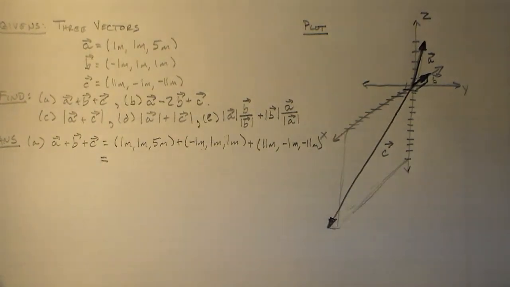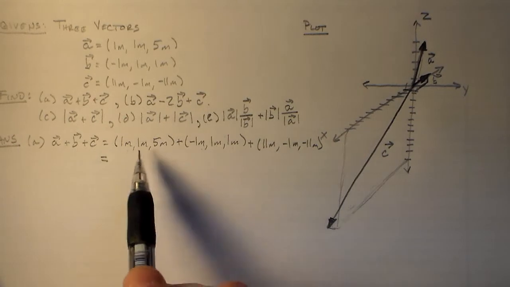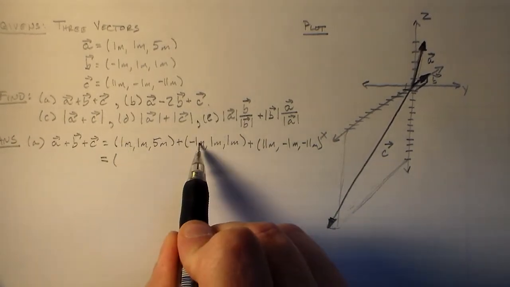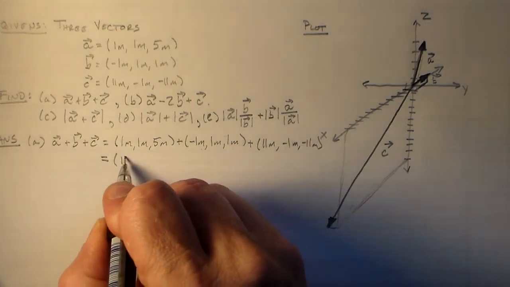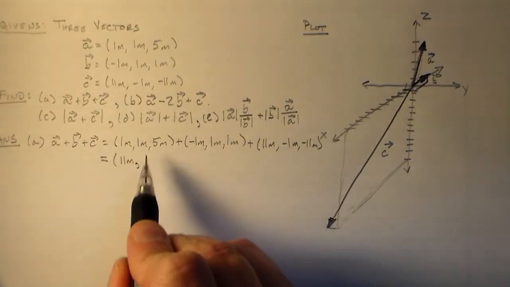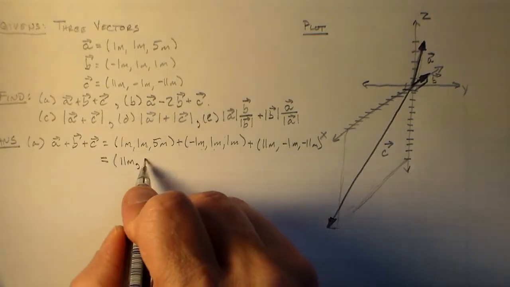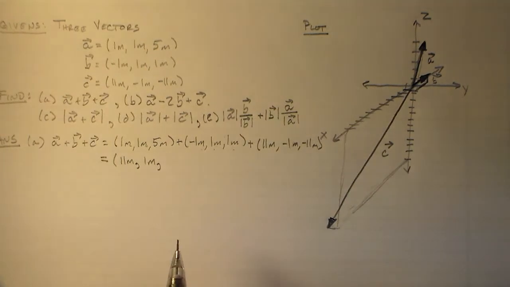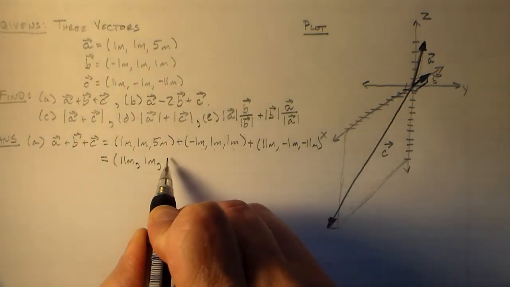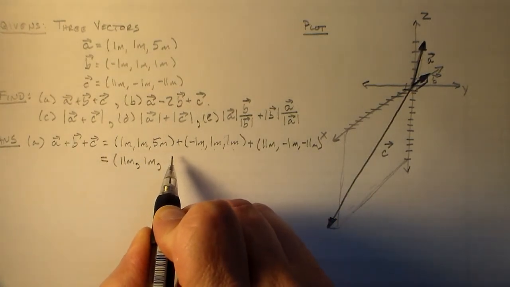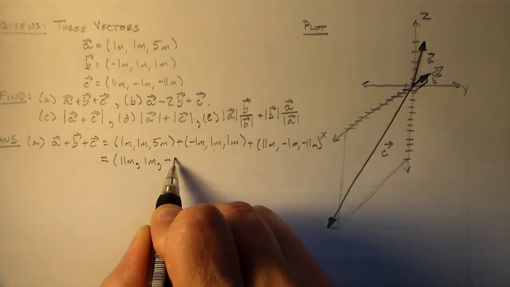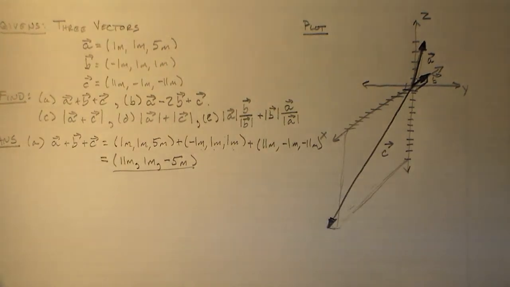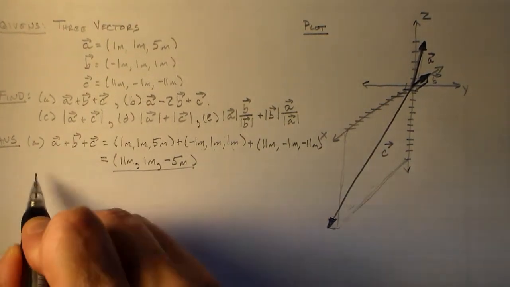Okay. And when we just add them all up, all we do is add them one component at a time. So we say 1 minus 1 is 0, plus 11 is 11 meters. That's okay. 1 plus 1 is 2 meters, minus 1 is 1 meter. 5 plus 1 is 6, minus 11, that's minus 5 meters, I think. Yeah, so there we go. That's a perfectly reasonable answer. Let's go on to the next one.